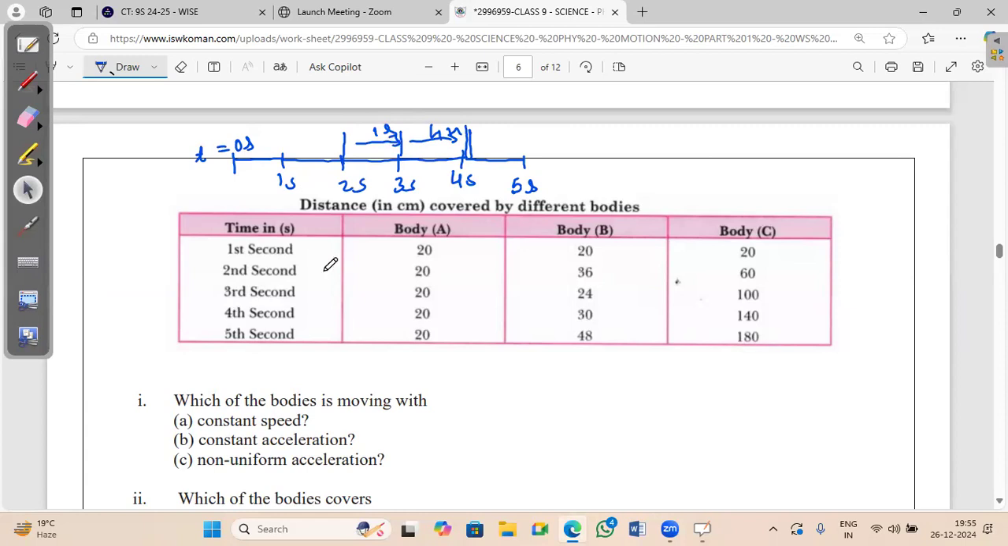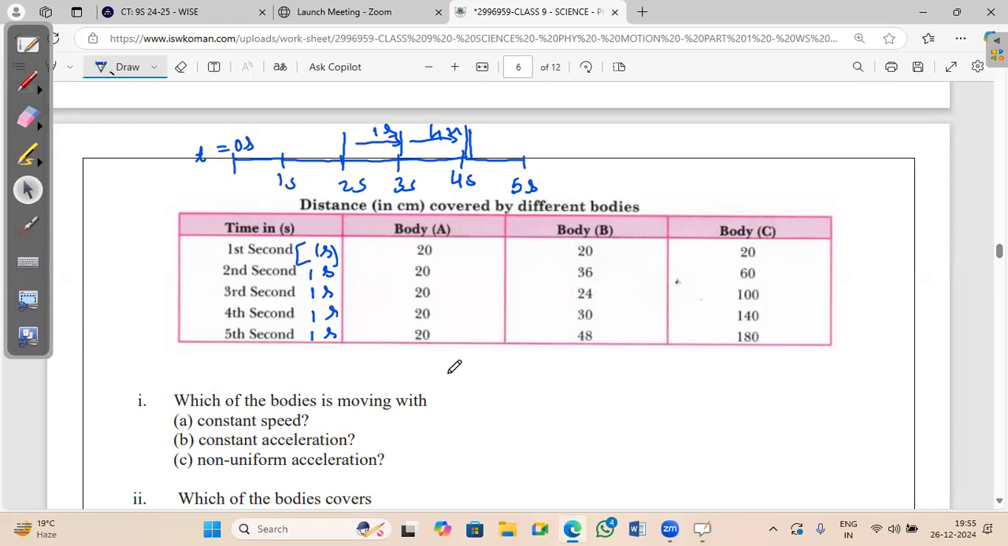So similarly, if they have written first second, it is a duration of just 1 second only. Second second is also a duration of 1 second. Third second is also a duration of 1 second only. Fourth second is also a duration of 1 second. And fifth second is also a duration of 1 second. Niharika, have you understood the difference? Yes, sir. So all the distances covered by all of them are given in 1 second only.